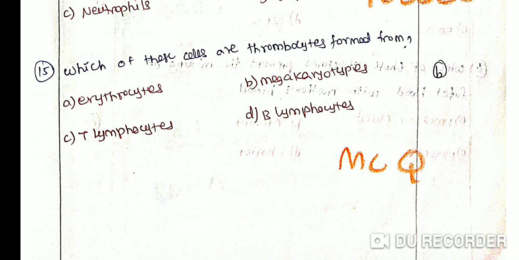Which of these are thrombocytes formed from? Option A erythrocytes, option B megakaryocytes, option C T lymphocytes, option D B lymphocytes. The correct answer is option B, megakaryocytes. Thrombocytes or blood platelets are formed from megakaryocytes, which are special cells present in bone marrow. Thrombocytes are cell fragments which are involved in clotting.